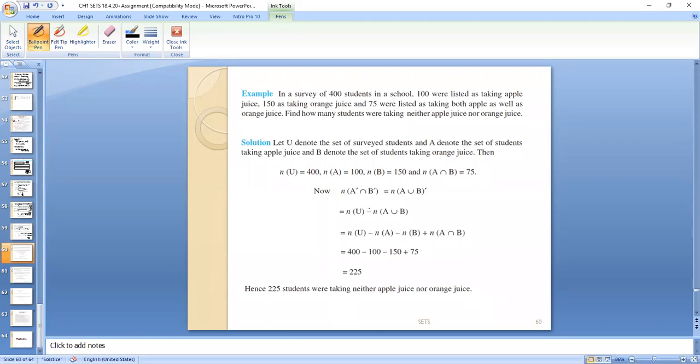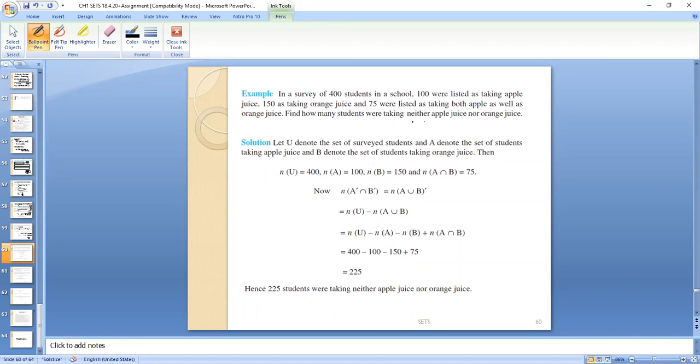Now, all the examples are more or less the same. Next question is: in a survey of 400 students in a school, 100 were listed as taking apple juice, 150 as taking orange juice, and 75 were listed as taking both apple as well as orange. This means apple and orange. Find how many students were taking neither apple juice nor orange juice, right?